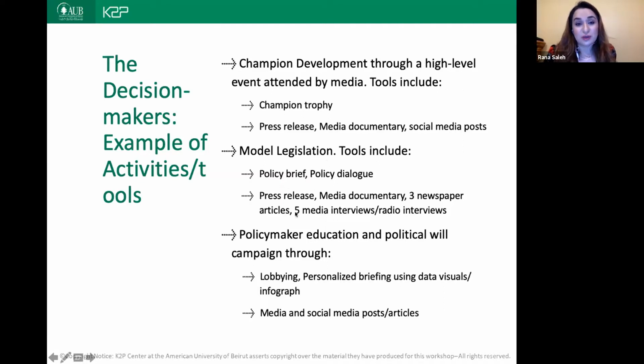Model legislation, where we ideally shared this policy brief with the stakeholders, asked for their feedback, and they were engaged with us in a policy dialogue, engaged with us in media advocacy, and also we had a lot of lobbying with them.